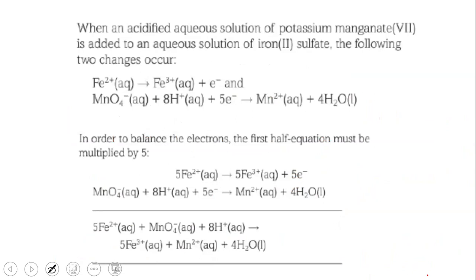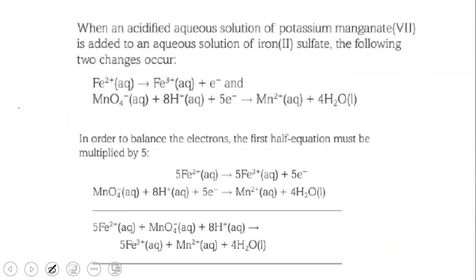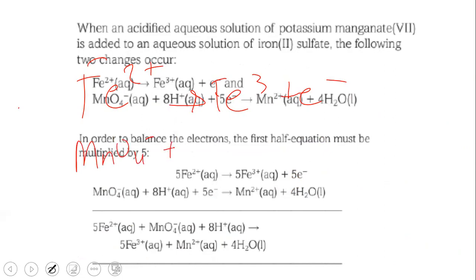All right. Go ahead, take a look at another equation. Let's practice one more. Fe2 plus gives us Fe3 plus plus an electron. And then the second equation is MnO4 minus plus 8H plus plus 5 electrons gives us Mn2 plus plus 4H2O.